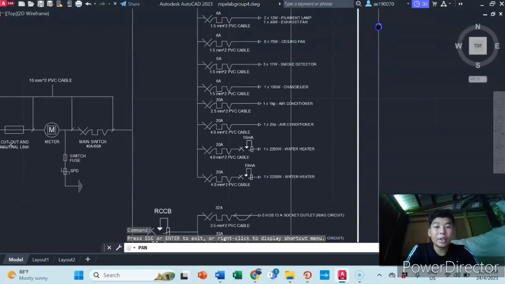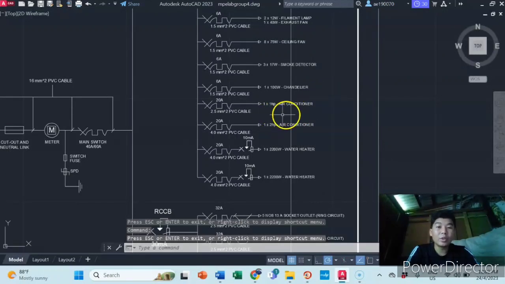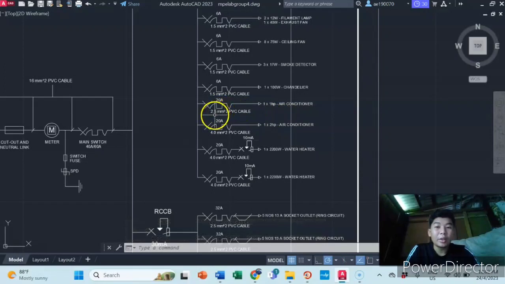But for the air conditioner of 1 horsepower, we are using 20 amp and 2.5 mm square for the cable sizing. While for 2 horsepower, we are using the same 20 amps, but 4 mm square for the cable sizing, and also the same with the water heater.